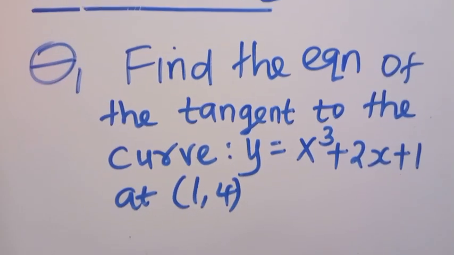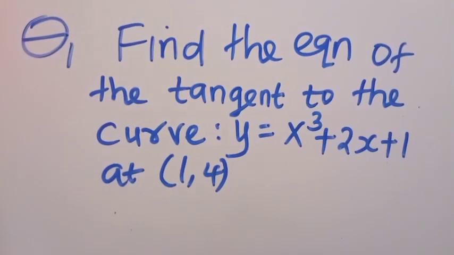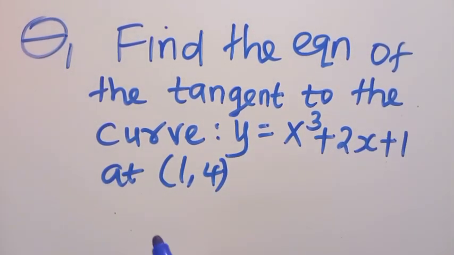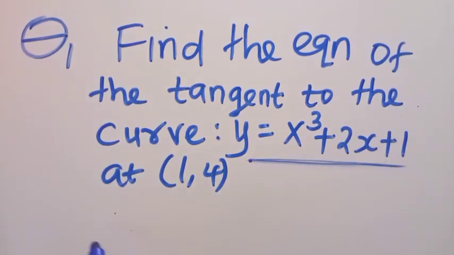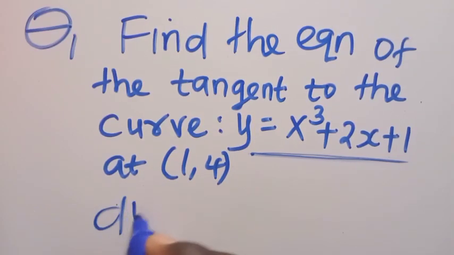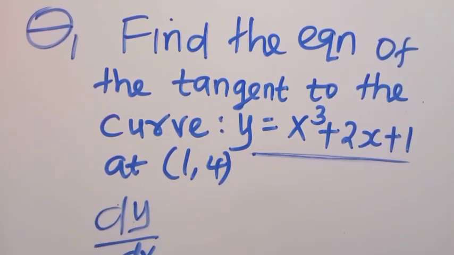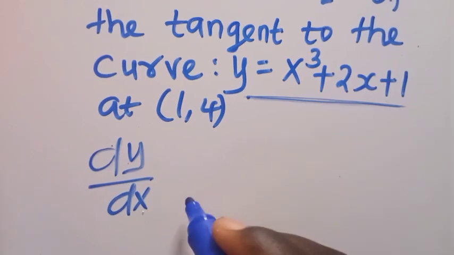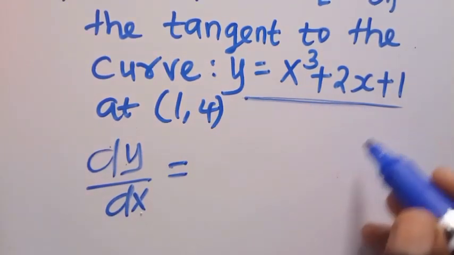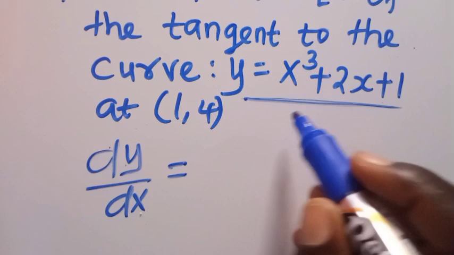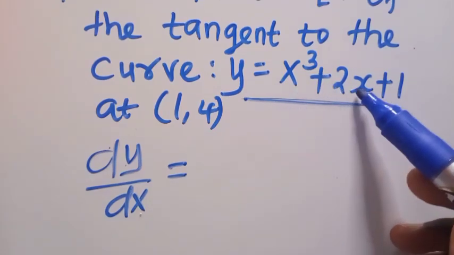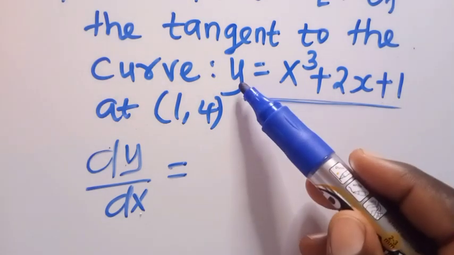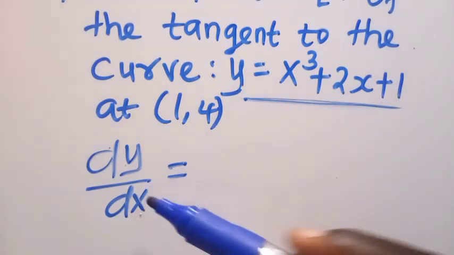Now let us try to find the equation of the tangent to this curve. The gradient of this curve is dy over dx. We shall find the gradient of this curve by differentiating it first. That is, we differentiate the equation of this curve, y equals x cubed plus 2x plus 1, with respect to x.